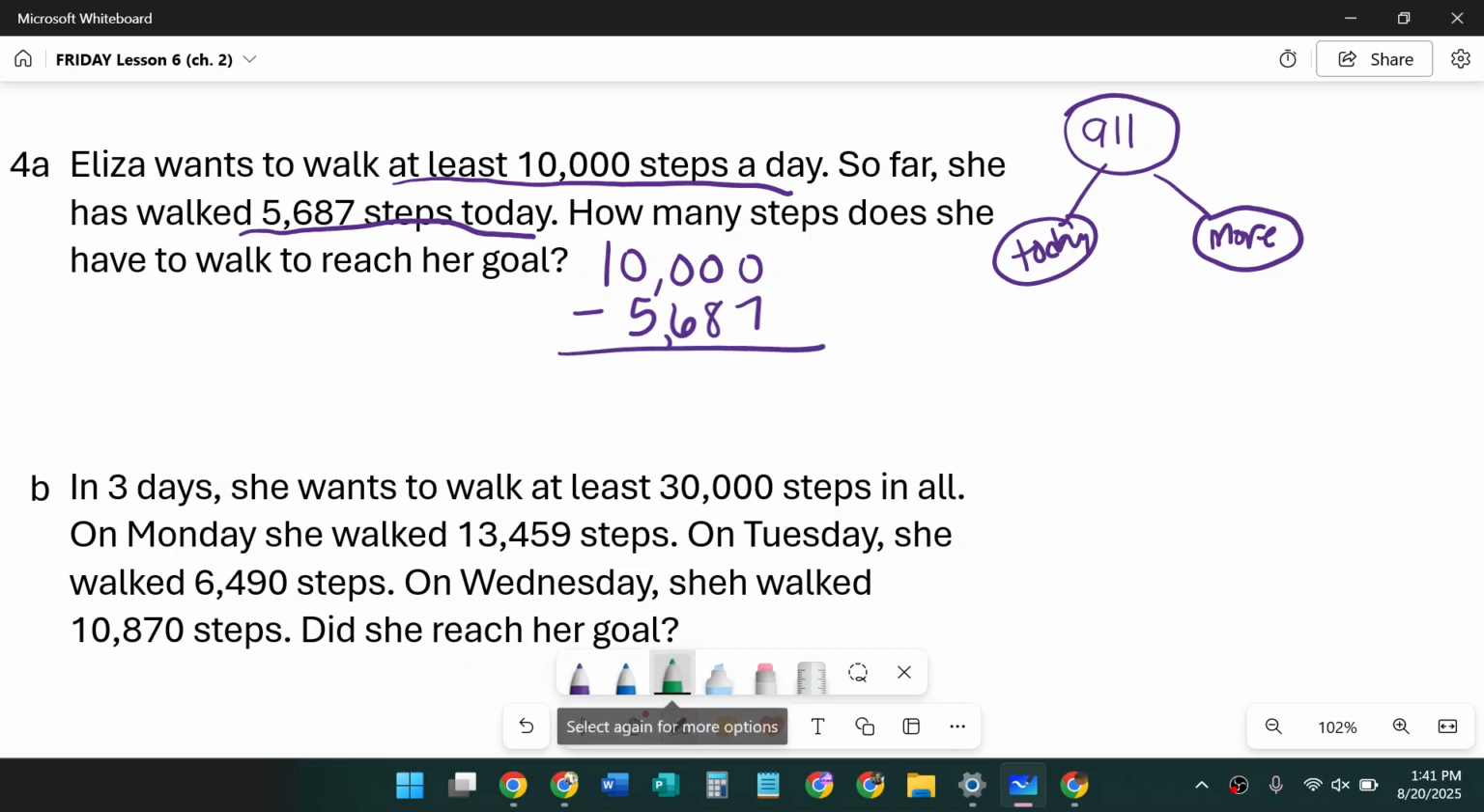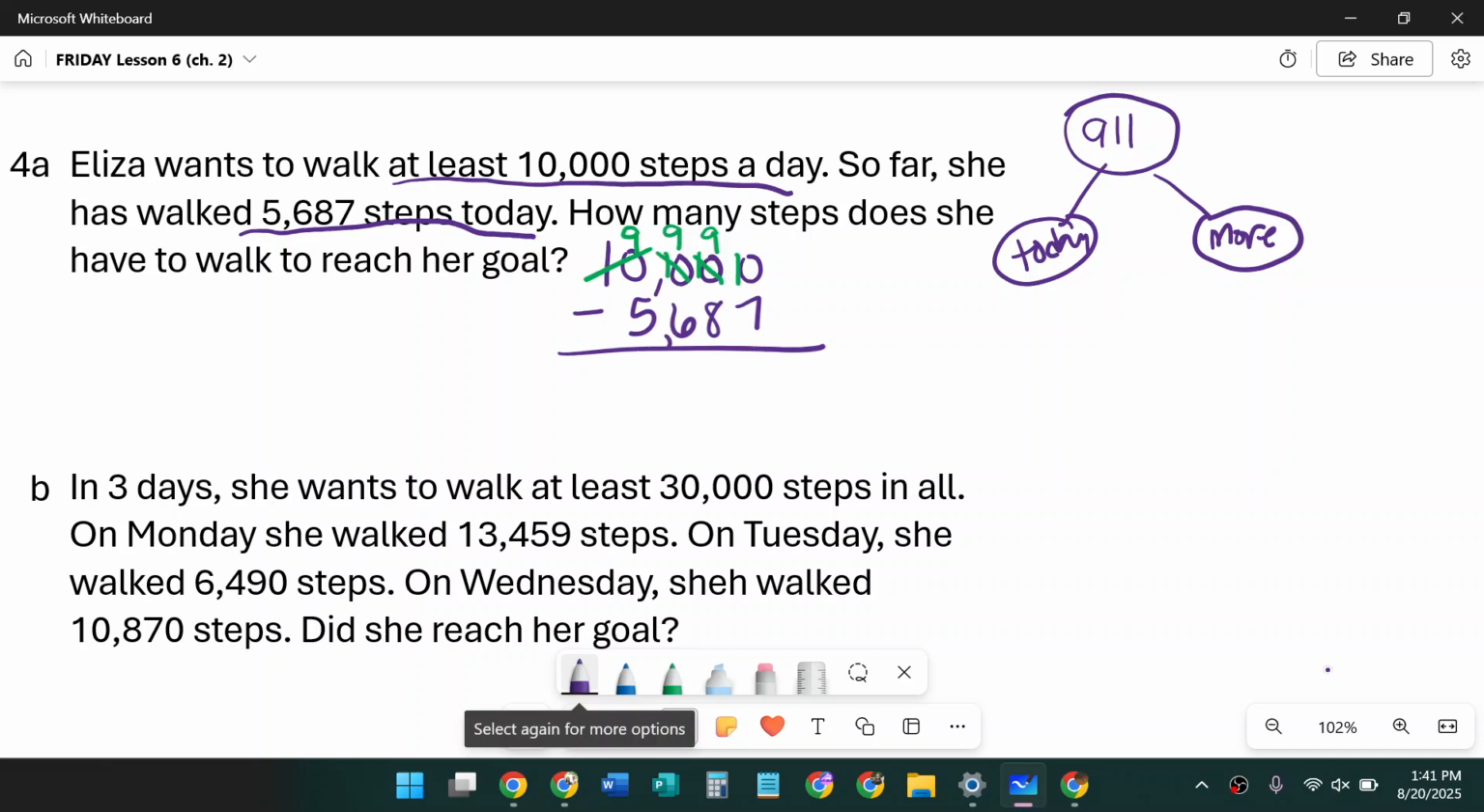And for this one, I'm just going to use the stack method because this number at the bottom is a messy number. So I'm going to call this 10 thousands and make it 9 thousands so I can give 1 to my hundreds. I'm going to keep going, take one of my hundreds, make it 10 tens, and one more time, take one of my tens and make it 10 ones. Now I'm ready to finish the problem.